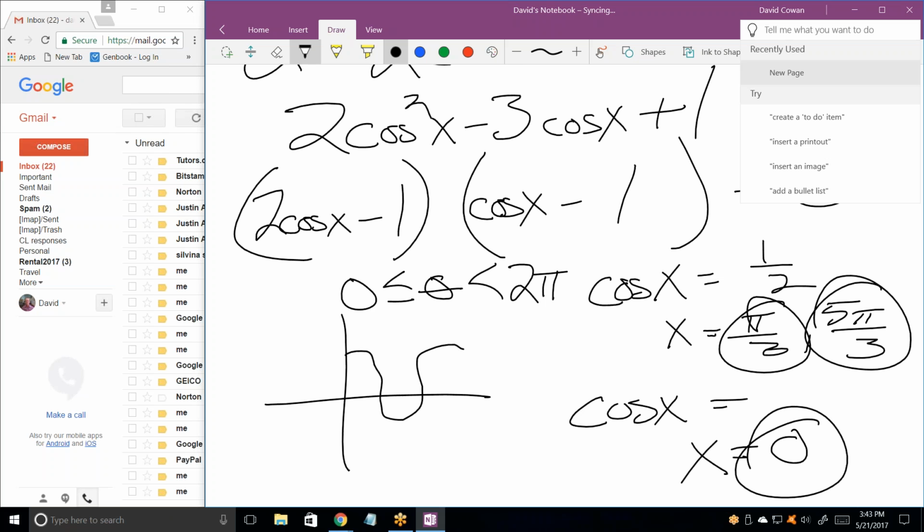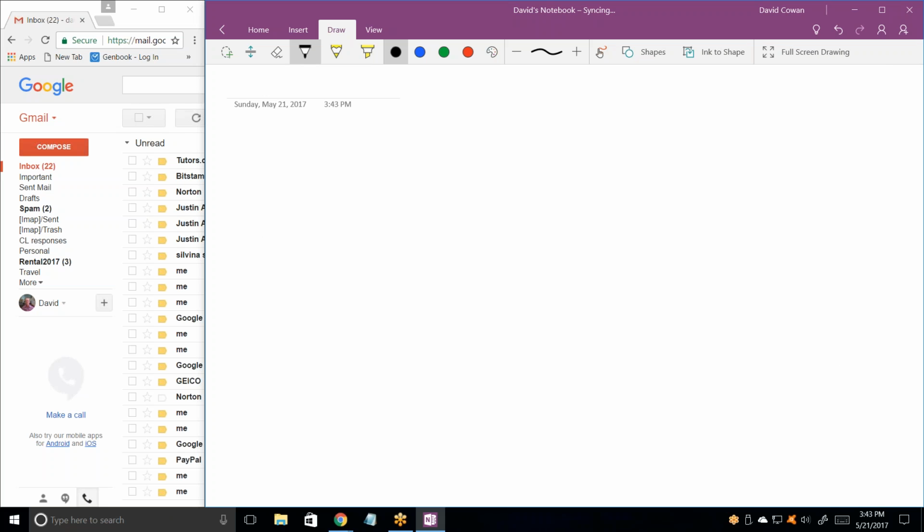So what you can kind of see here is factor, factor, factor. That's always what you want to be doing. If you can't factor it, then convert and then factor. But when you see a quadratic or something that looks like a quadratic, try to get everything to the same trig function and treat it as a quadratic.